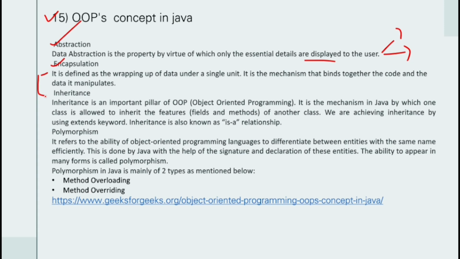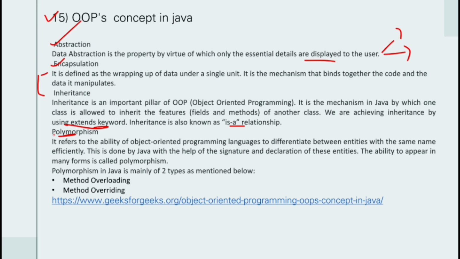Now inheritance. Inheritance is a very simple thing, an important pillar of OOP, object oriented programming. It is a mechanism in Java by which one class is allowed to inherit the features, fields, and methods of another class. We achieve inheritance by using the extends keyword. Inheritance is also known as an is-a relationship. Next is polymorphism, but before that I just wanted to briefly explain inheritance as well.